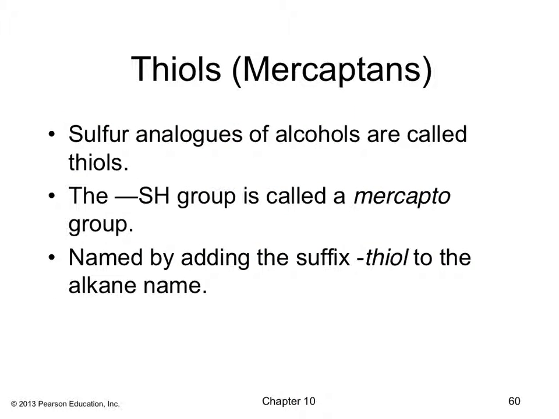Thiols or mercaptans. Sulfur analogs of alcohols are called thiols. The SH group is also called the mercapto group. In terms of naming, you name them by adding the suffix thiol to the alkane name.